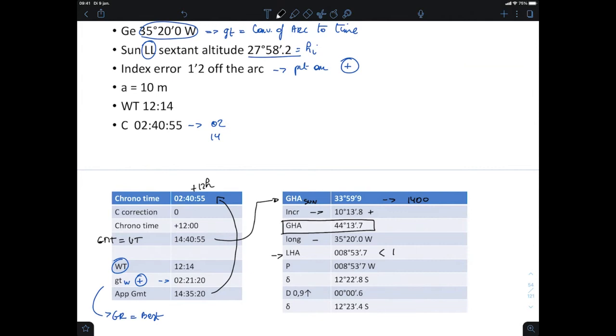Since our LHA is smaller than 180 degrees, we know, we explained that already a couple of times, that the polar angle will be west, and the west will be in the front column.